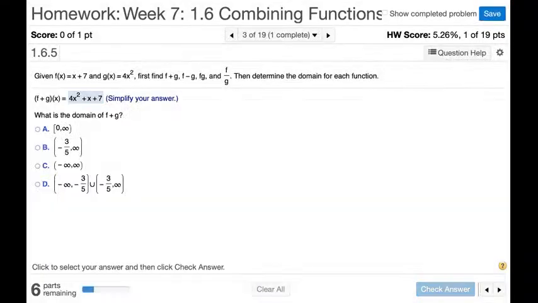So for this one, if we take the domain of f, which is going to be all reals, this is just a line. We take the domain of g, which is all reals, this is a parabola. So then we take the intersection of those two results. So all reals intersect all reals ends up being all reals.